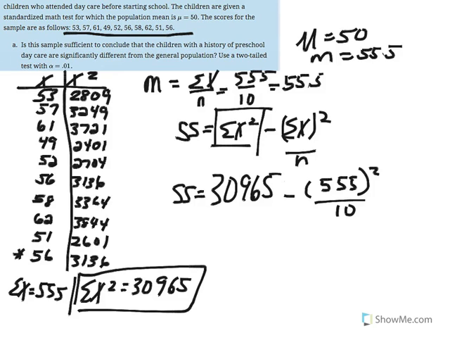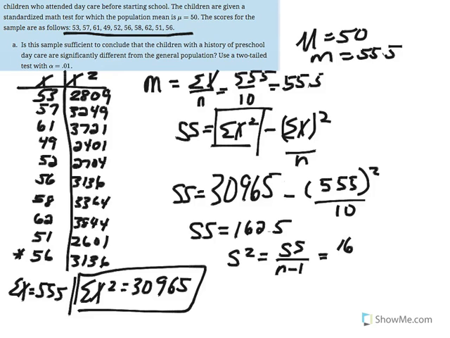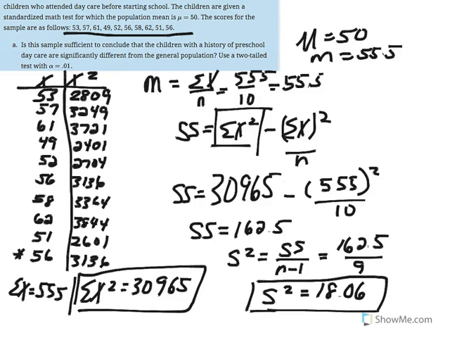And now I have everything I need to calculate my sum of squared deviations. So in our calculators, we would square 555, divide it by 10, and subtract it from 30,965. And we should get a sum of squared deviations equal to 162.5. From there, we can calculate our variance. Variance is equal to SS over N minus 1, or SS over DF. And so our SS is equal to 162.5 over N minus 1, which in this case would equal 9. So our variance is equal to 162.5 divided by 9, and we should get 18.06.